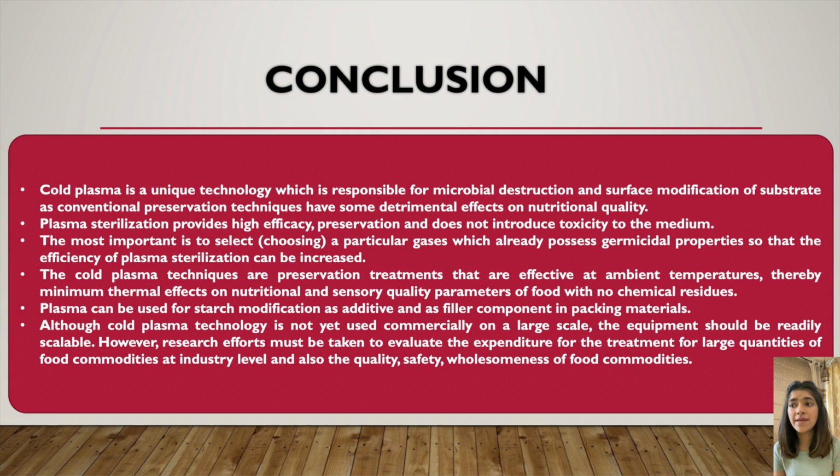Third, the most important is to select a particular gas which already possesses germicidal properties so that the efficiency of plasma sterilization can be increased. Like I told you, choosing the gas which we are using in the cold plasma treatment is very important. The feed gas which we talked about, which was the second step, right? After giving the electrical discharge, we need to focus on the feed gas. So we need to choose a particular gas which already possesses germicidal properties so that the efficiency of plasma sterilization can be increased, right?